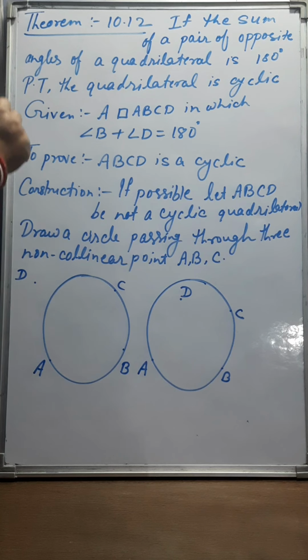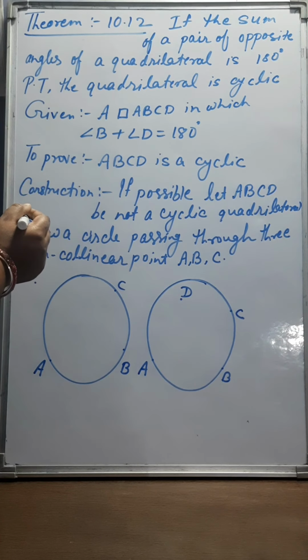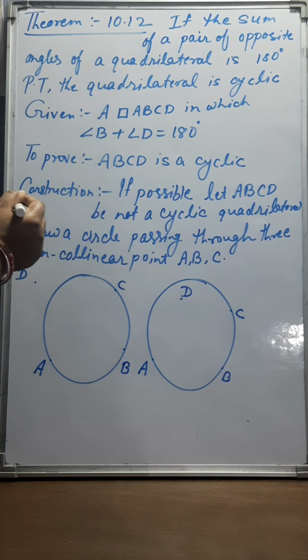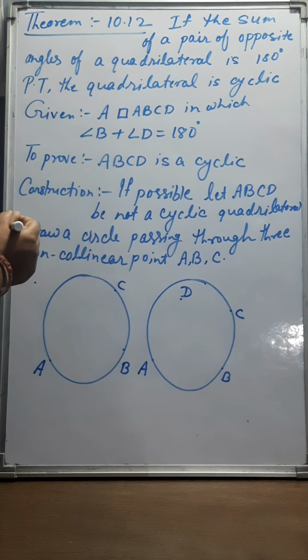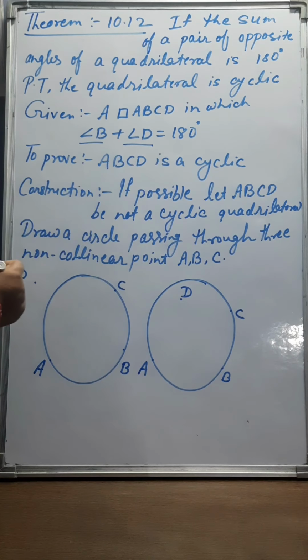Now we will discuss the next theorem based on cyclic quadrilaterals, which is the converse of the previous theorem: if the sum of a pair of opposite angles of a quadrilateral is 180 degrees, we have to prove that the quadrilateral is cyclic. Here a quadrilateral ABCD is given in which angle B plus D is equal to 180 degrees, and we have to prove that ABCD is cyclic. First we assume that ABCD is not a cyclic quadrilateral. Then we draw a circle passing through the 3 points A, B and C. Then we have two possibilities for D: either D is outside the circle or D is inside the circle.